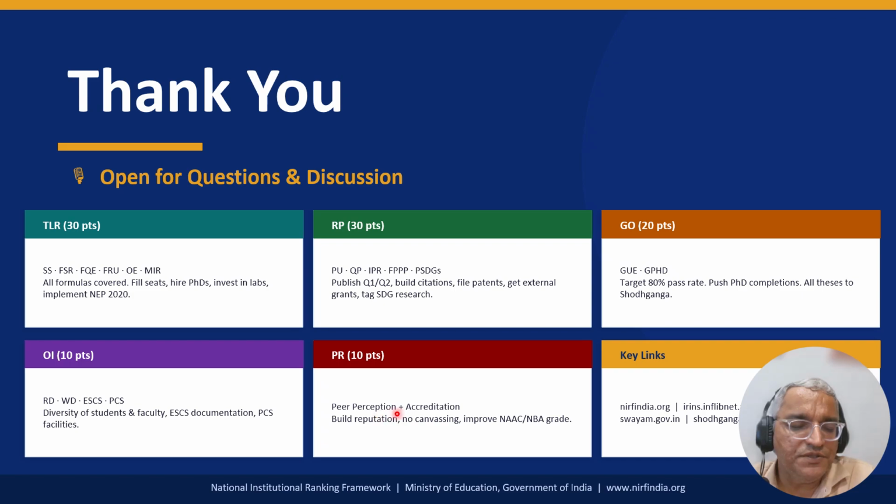PR is peer perception plus accreditation, so it carries 10 points, where you should be able to build the reputation. No canvassing is allowed. Improve the NAAC and NBA grade, which helps in improving the perception of the institute. All this can also be captured from the handbooks which are available on NIRF.